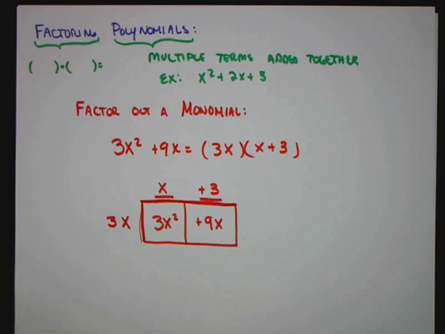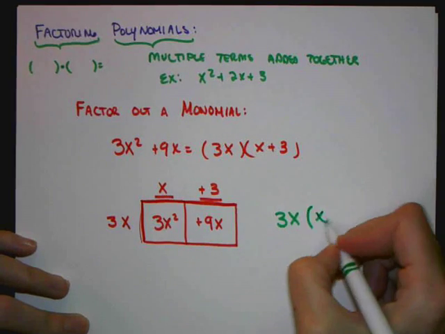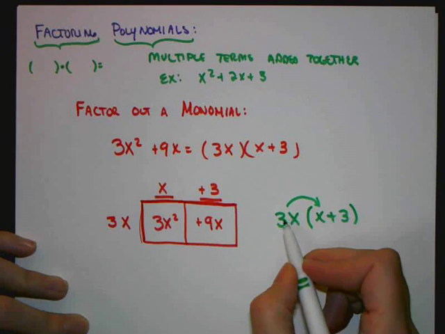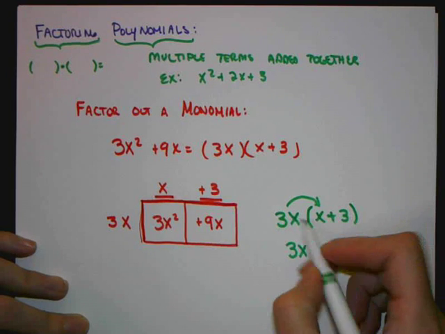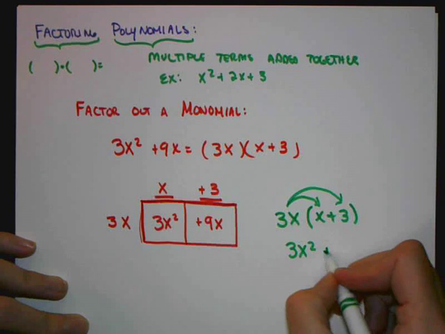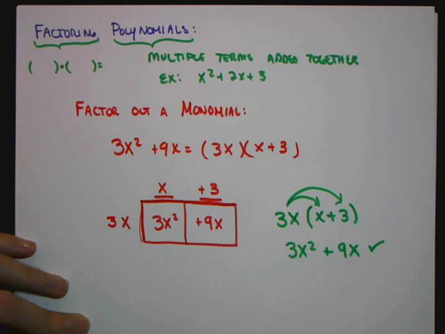Let me check this using the distributive property. 3x times x plus 3. If I multiply this using the distributive property, 3x times x gives me 3x squared. 3x times positive 3 gives me 9x. It does indeed check.